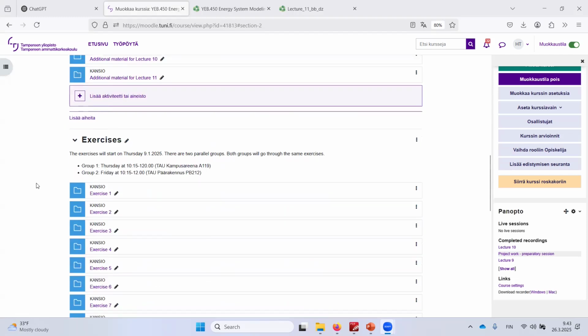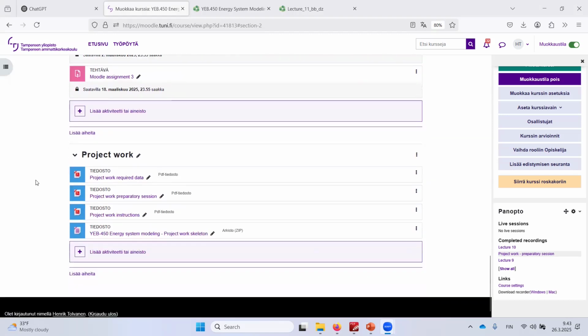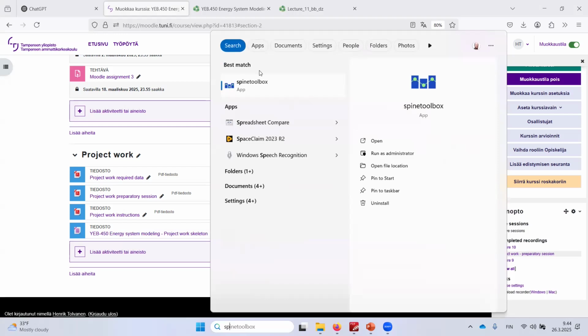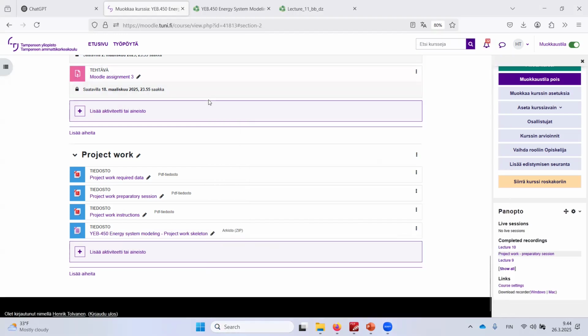And one thing we noticed from the skeleton: if you are yet to do the project work, if you haven't started it, there is a problem with the skeleton file. So what you have to do in SpineOpt is add the load template in the Spine Toolbox. So I will show it in here. It's the same thing that you managed in the preparatory session.